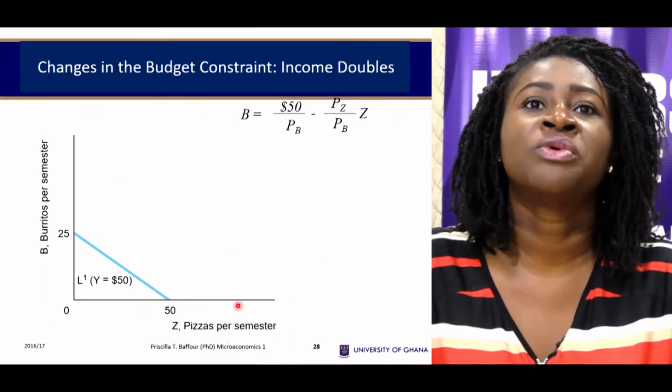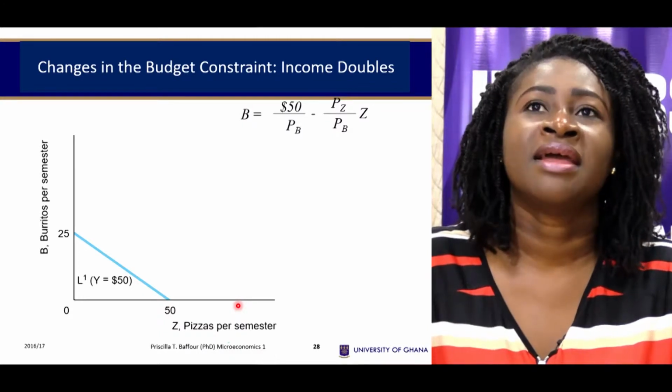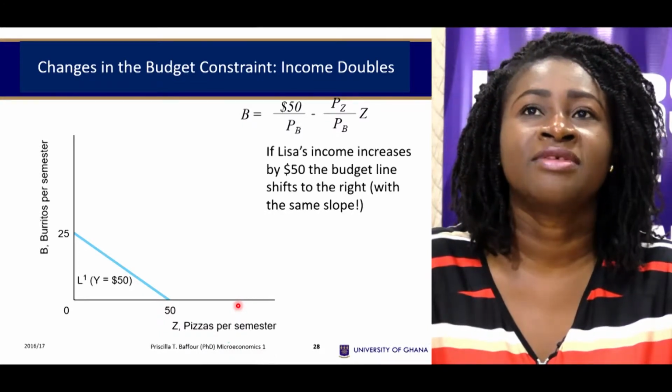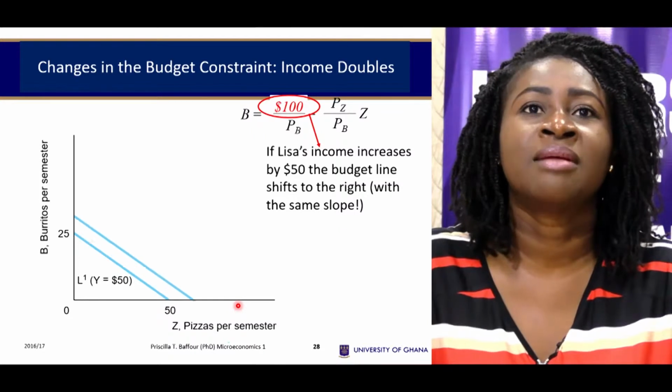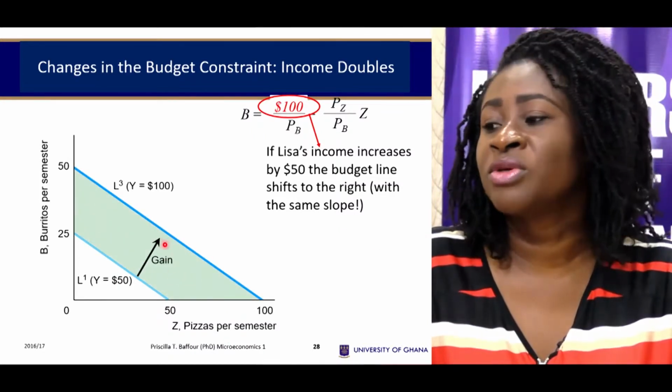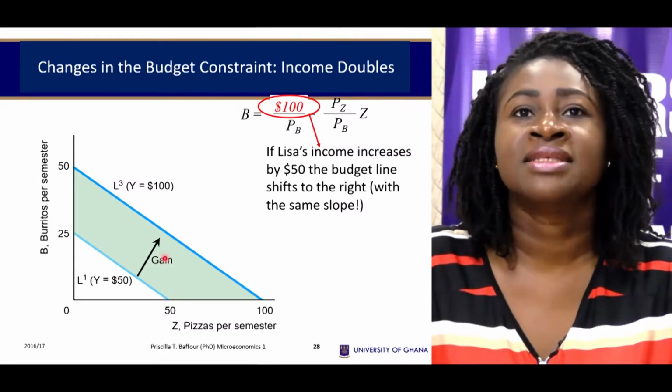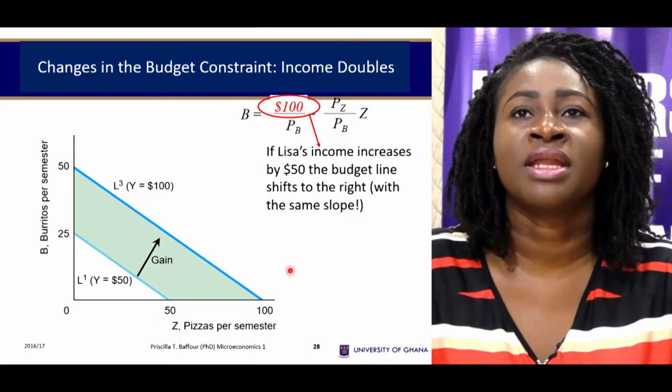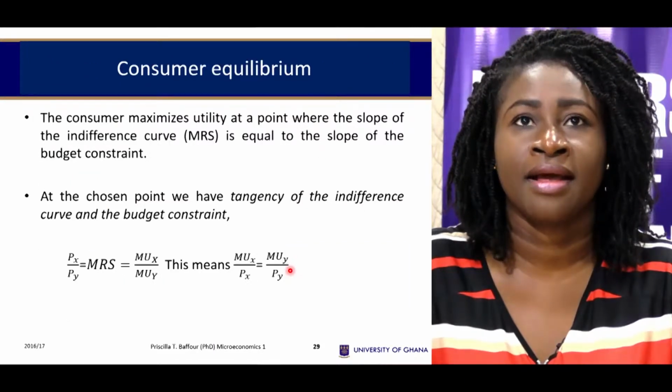The same principle would apply when there is an increase in her income, right? Assuming Lisa's income doubles, it means she can afford more of both commodities. So this whole area is a gain to her due to an increase in her income.